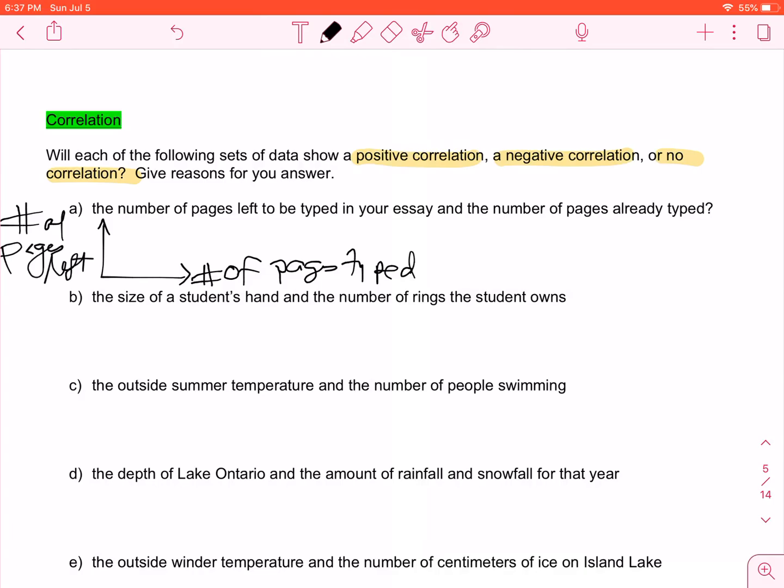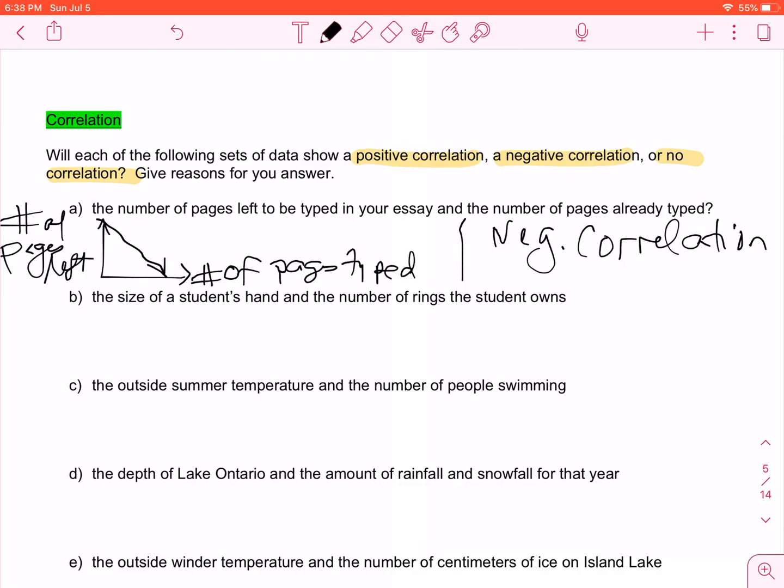Okay, so essentially you would start with, say, 1,000, okay, maybe not 1,000, maybe we'll say 10 pages, to pretend it's a really big essay, and this is going to represent a negative correlation. And the reason why is because you start with the total that you need to type and it eventually declines the more pages that you type out.